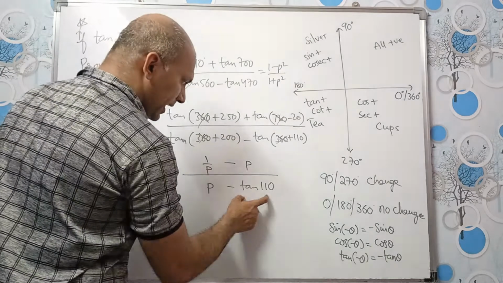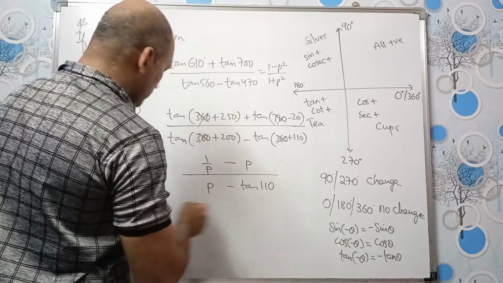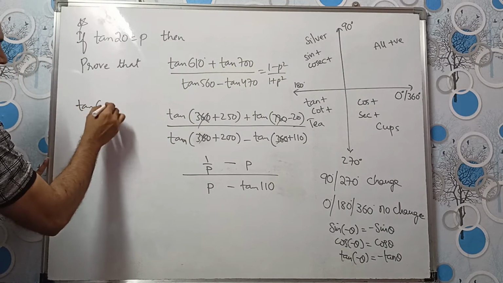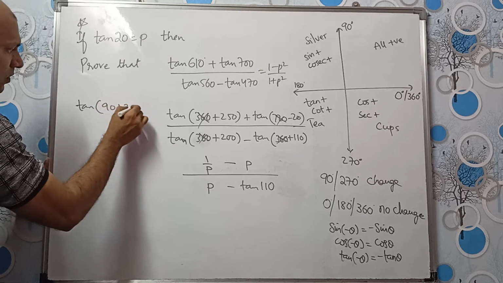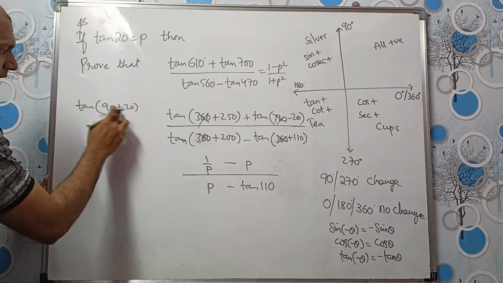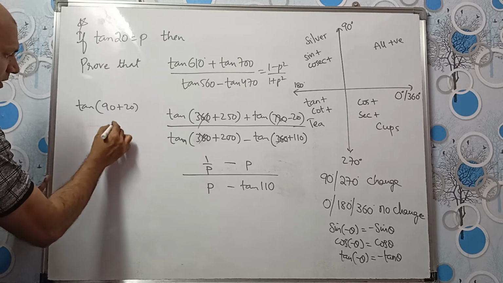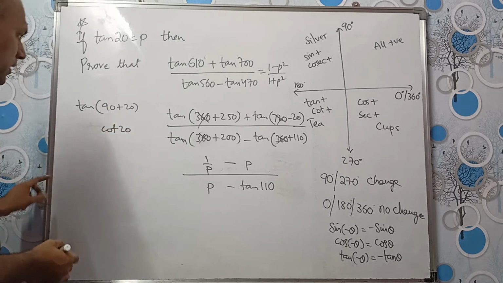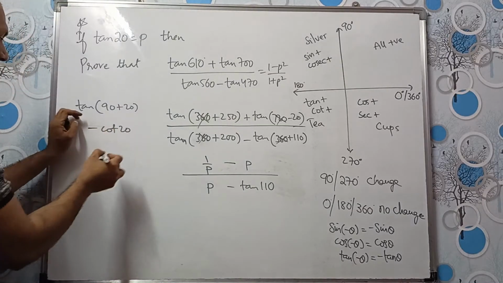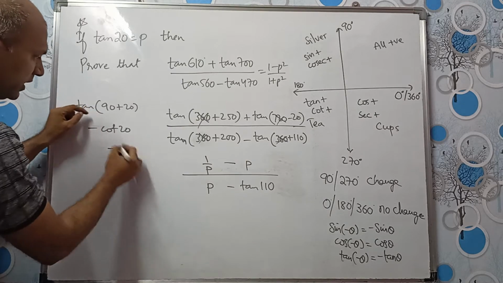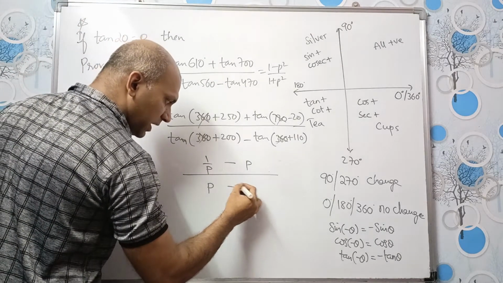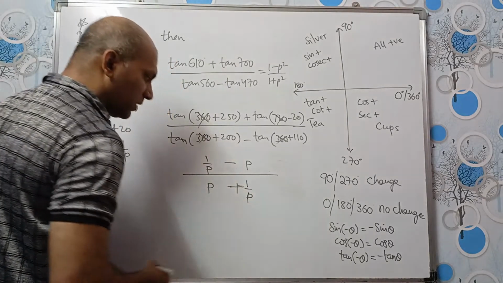What is tan 110? Tan 110 we can write as 90 plus 20. At 90 the ratio will change, so this will become cot 20. What about the sign? 90 plus theta is in the second quadrant, so this will be negative. So we have minus cot 20, and cot 20 is 1 by p, just now we got it. So this is minus 1 by p. Minus of minus will become plus.